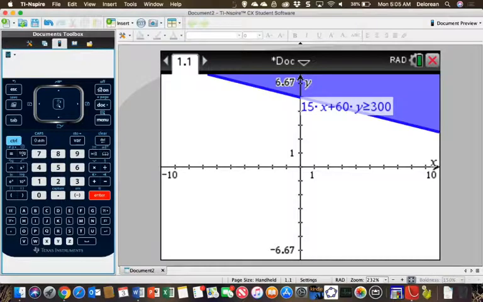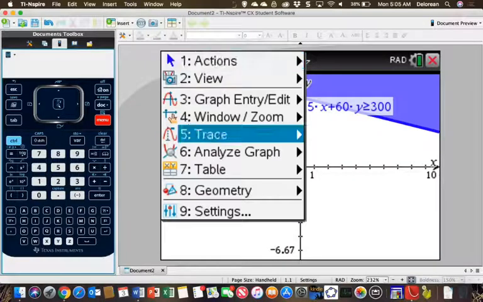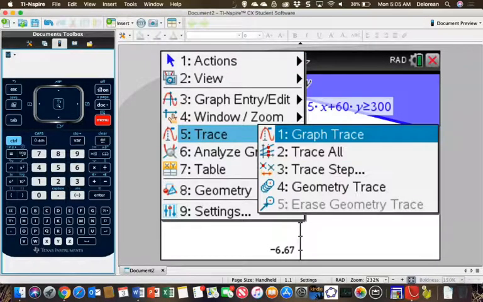Now here we can only see part of the graph. We want to be able to see everything. So when we start to trace the line, it will move. So now you want to go ahead and get your x and y intercepts so that we can graph it. And to get the x and y intercepts, we can do the same thing we've always done, and that is menu, trace, and graph trace.